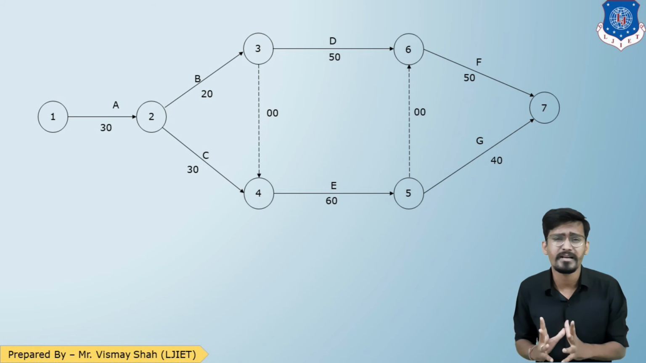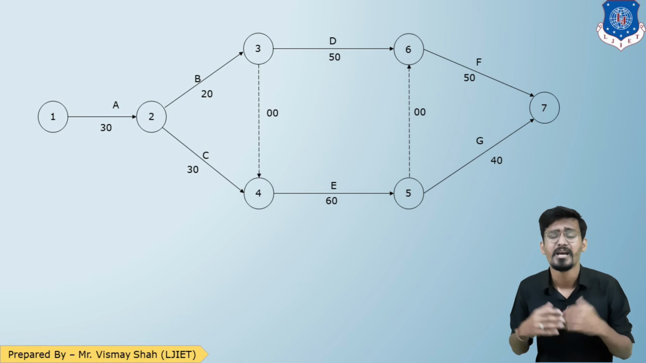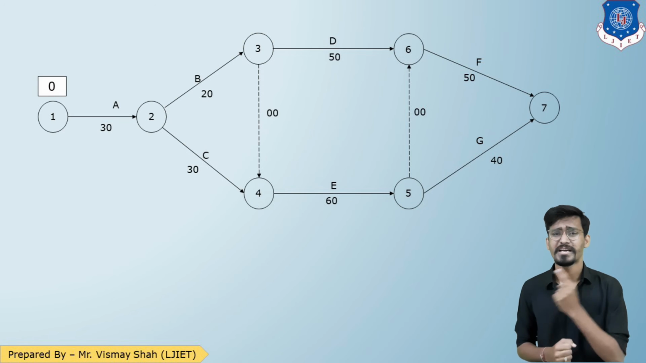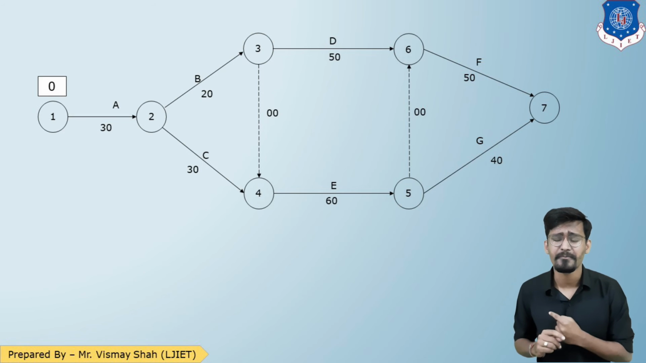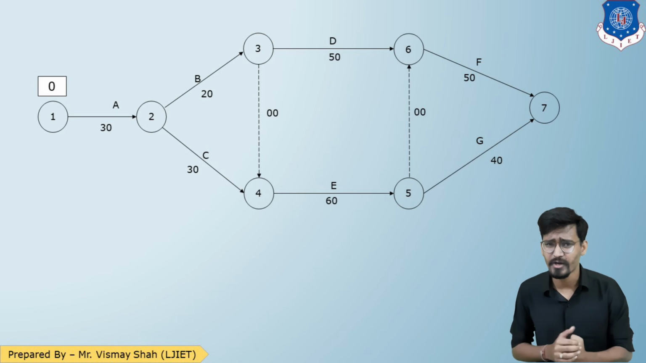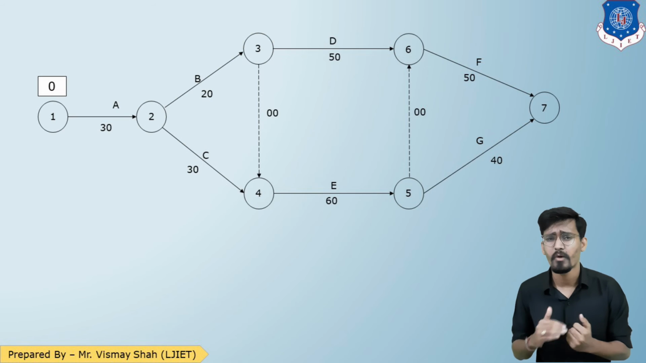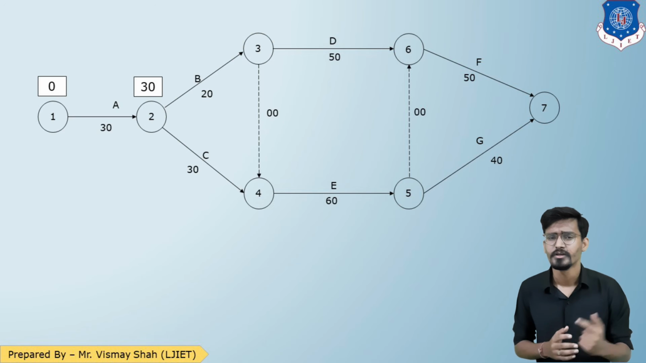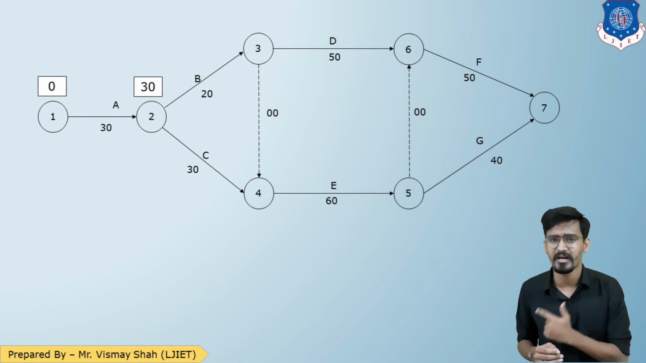So now the network is being drawn. We can start our forward and backward path analysis. So let us see the forward and backward path analysis. As you can see, starting from point 0, now 1 to 2. So 0 plus 30, 30. Let us represent it. So here is 0 plus 30, 30.